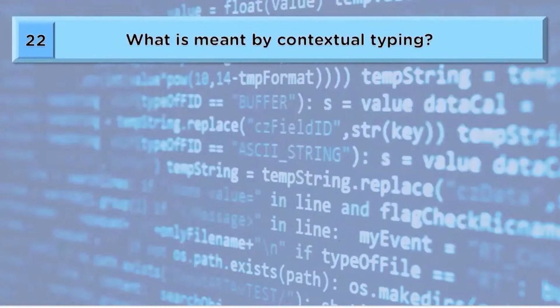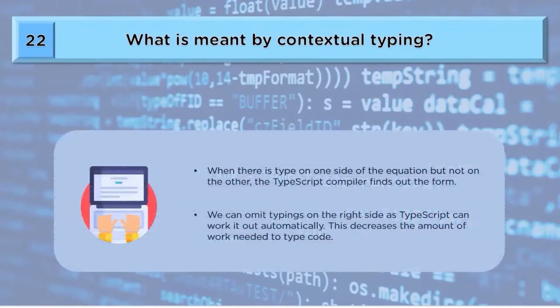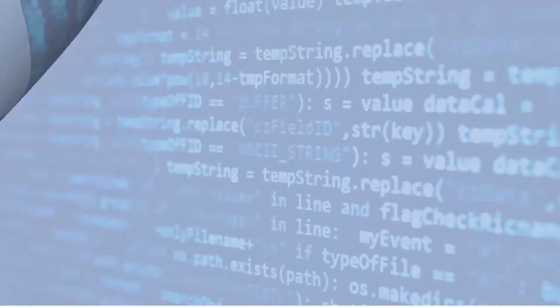What is meant by contextual typing? When there is a type on one side of the equation but not on the other, the TypeScript compiler figures out the type. We can omit typing on the right side as TypeScript can work it out automatically. This decreases the amount of work needed to type code.